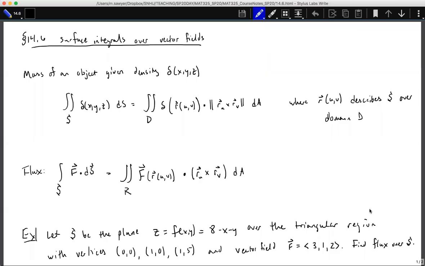Welcome to Calc 3. This is section 14.6, surface integrals over vector fields.